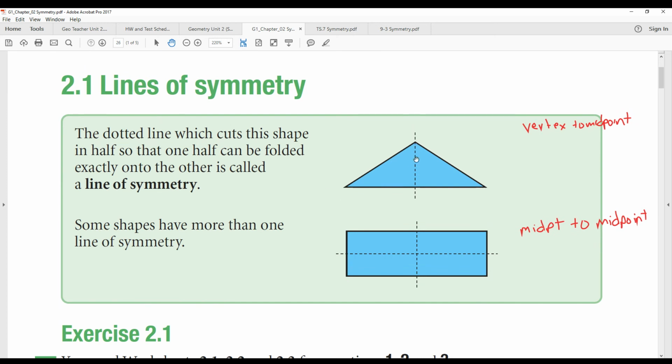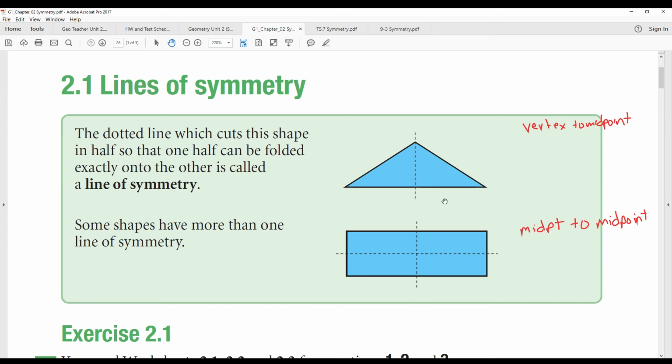If we imagine drawing a line, or you could also imagine folding. The next slide that I'm going to show you mentions folding. If you can draw a line and create identical left and right side pieces, then that line is called a line of symmetry. It could also be considered a line of reflection.